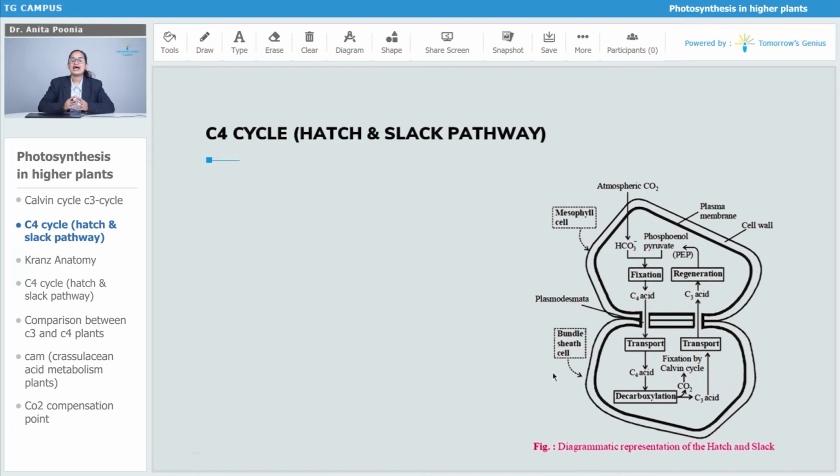Now you could see this diagrammatic representation of the Hatch and Slack cycle. You could see that this is the zone, the area of the mesophyll cells, and this is the bundle sheath cells, and probably this is the area where most of the photosynthesis takes place. Now you can very clearly see how the phosphoenol pyruvate fixation takes place, regeneration of the C3 acid, C4 acid, and C4 decarboxylation, and this cycle you could see over here.